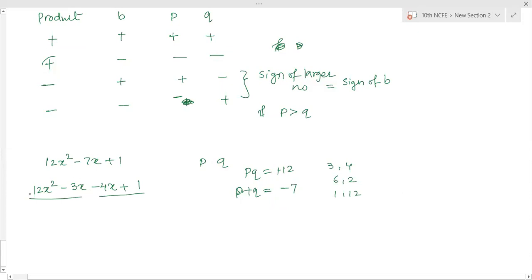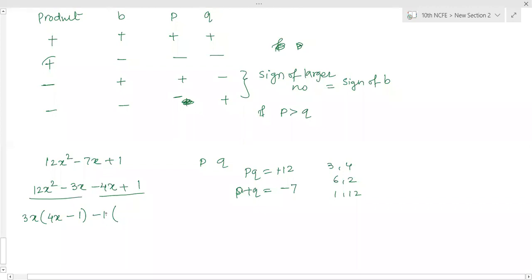Here what is common? 3. First two terms common is 3x. So what is in the bracket left? 4x minus 1. Now here what we have to take common? Minus 1, sorry. It is minus 1 because 4 has minus sign, so minus 1.